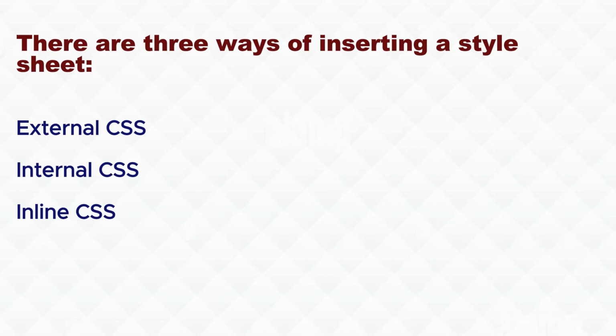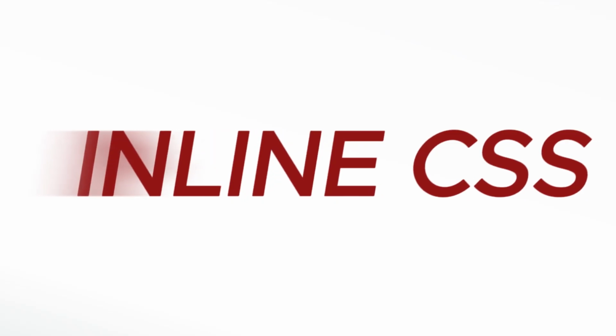There are three ways of inserting a style sheet: external, internal, and inline CSS. I will start with the inline CSS. Inline CSS may be used to apply a unique style to a single element. To use inline styles, add the style attribute to the relevant element. The style attribute can contain any CSS property. Inline styles are defined within the style attribute of the relevant element.